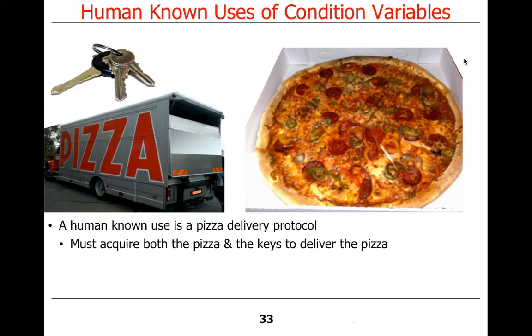So the rule is that you have to get both of those resources. And if you are able to get one but not the other, you have to release what you got and go back to sleep. So if you can't get the pizza and the keys, then you have to go back to sleep again.